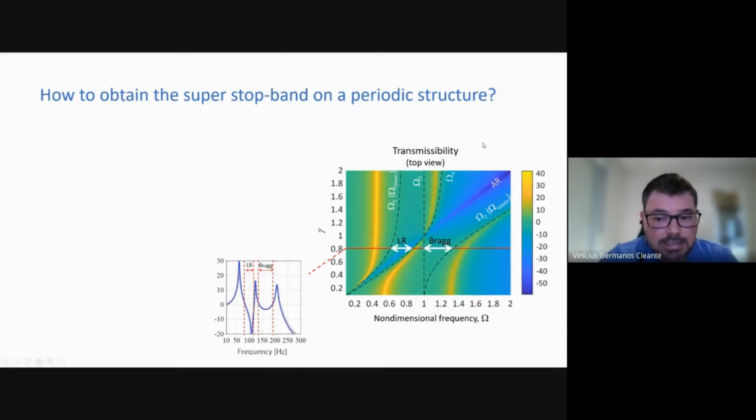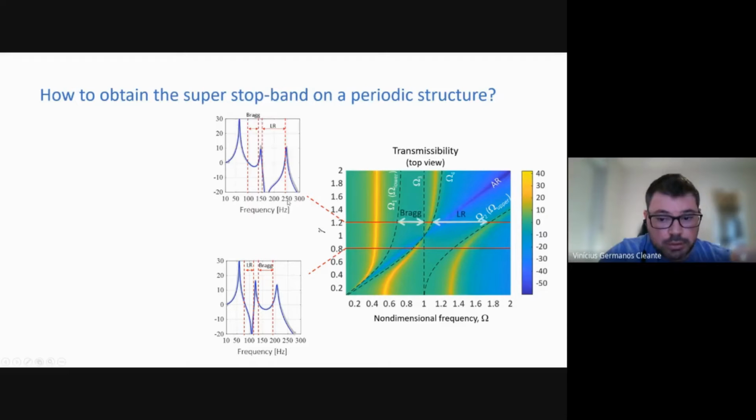If we select a slice of this graph, for example, for gamma equal to 0.8, we can easily note that the first stop band occurs due to the anti-resonance. We can easily see that the anti-resonance is passing through this range of frequency. And the second will be due to the Bragg effect. The same occurs if we select another slice, but now for gamma equal to 1.2. However, this anti-resonance now occurs at higher frequency.